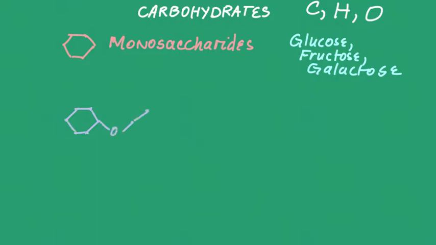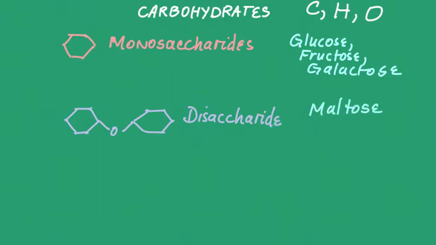Disaccharides are two sugars that are held together by a covalent bond. The examples are maltose, which is found in barley, wheat, sweet potato; sucrose, which is found in cane sugar, beets, etc. Our table sugar is sucrose. Lactose is found in milk.